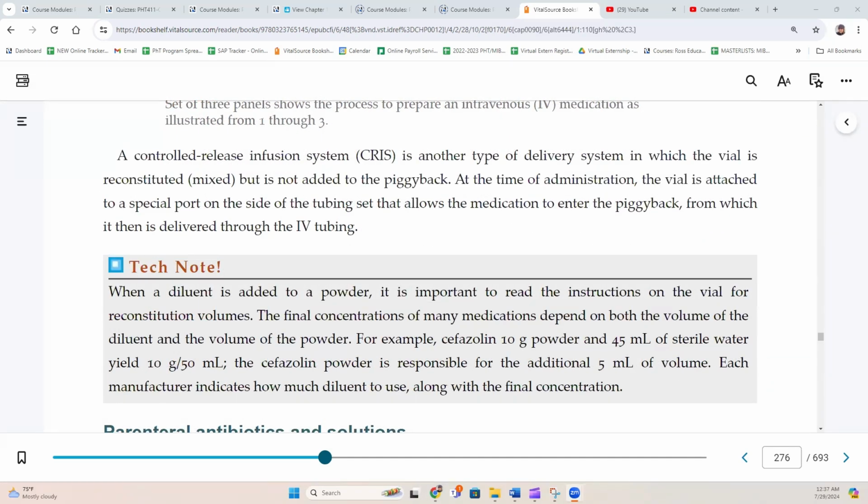A controlled release infusion system is another type of delivery system in which the vial is reconstituted but is not added to the piggyback. At the time of administration, the vial is attached to a special port on the side of the tubing set that allows the medication to enter the piggyback, from which it then is delivered through the IV tubing.